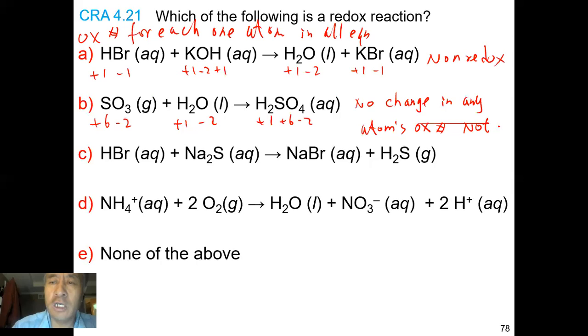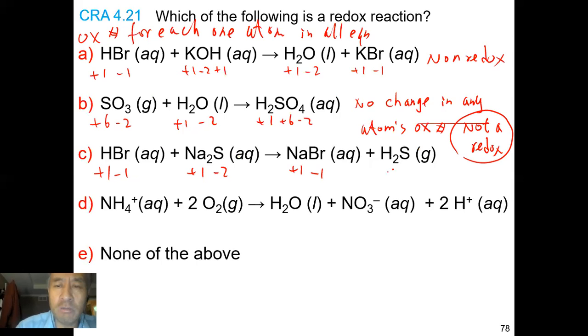Not a redox. Okay? So let's say this is C. So this is plus 1, negative 1, plus 1, negative 2, plus 1, negative 1, plus 1, negative 2. No change.